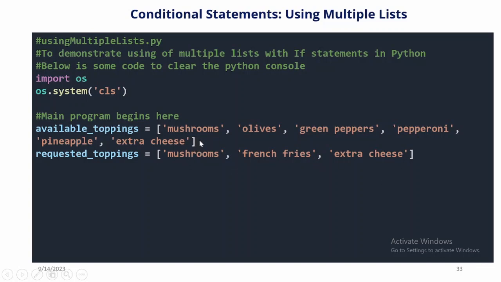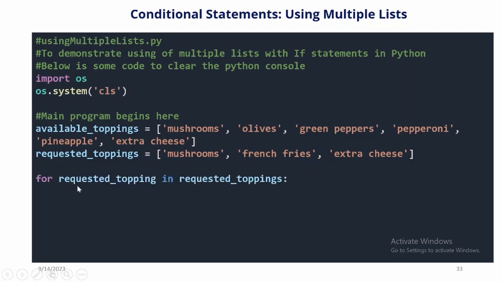This is reminiscent of a Pizza Hut or something like that, where they have a list of available toppings that are available for customers to request, and the requested toppings is something from a specific customer. What you do is you check the available toppings to see whether the requested toppings are available. The ones that are available will be added. The ones that are not available will not be added.